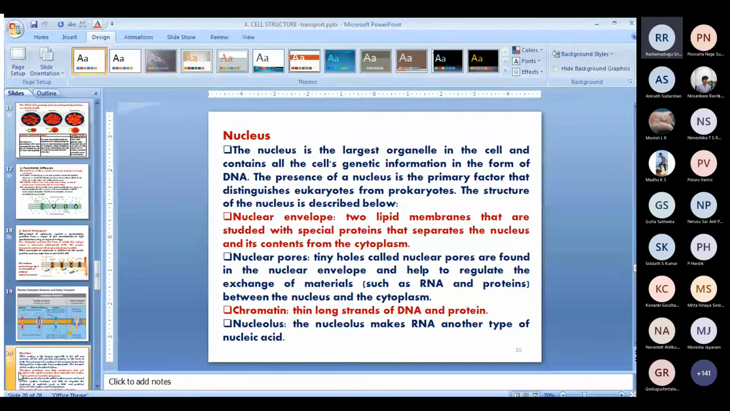So the nucleus is the largest organelle in the cell, and it contains the cell's genetic information in the form of DNA. What is this DNA? Deoxyribonucleic acid. Okay, so DNA.